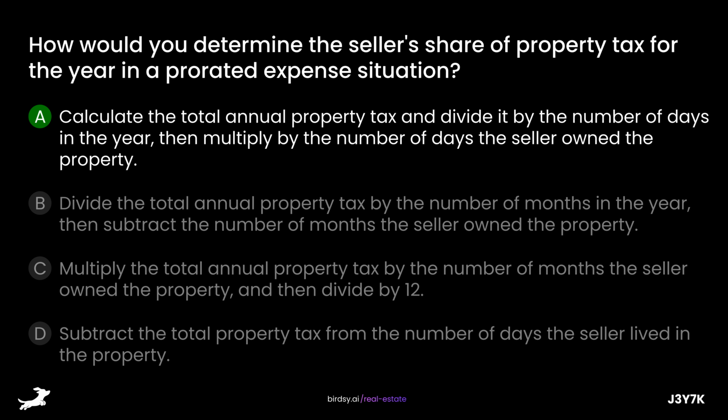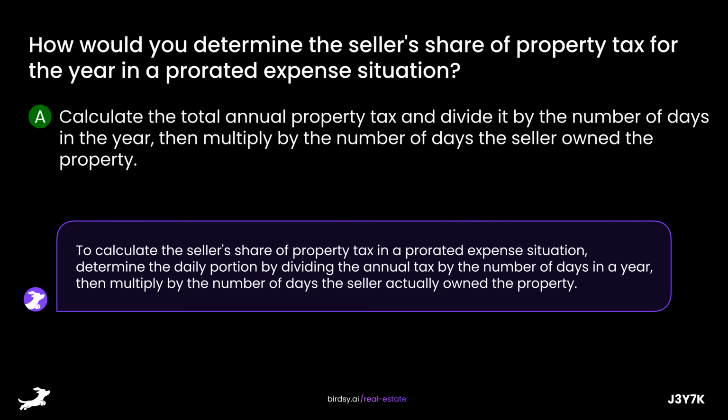The answer is A. Calculate the total annual property tax and divide it by the number of days in the year, then multiply by the number of days the seller owned the property. To calculate the seller's share of property tax in a prorated expense situation, determine the daily portion by dividing the annual tax by the number of days in a year, then multiply by the number of days the seller actually owned the property.